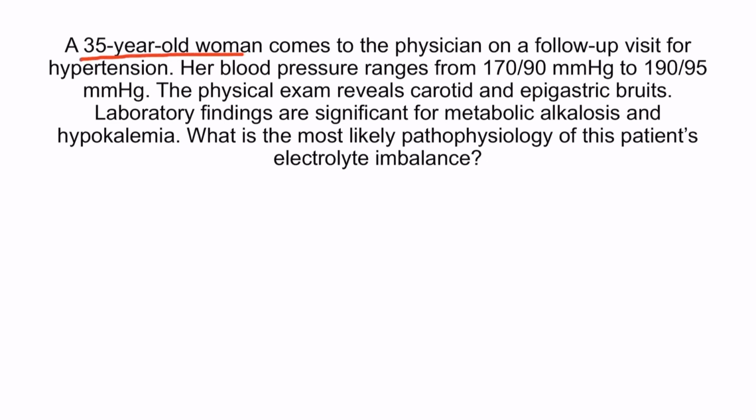This relatively young patient presents with stage 2 hypertension. The physical exam reveals carotid and epigastric bruits that indicate a possible narrowing in carotid and renal arteries, respectively. Laboratory findings are significant for metabolic alkalosis and hypokalemia. The question asks the most likely pathophysiology of hypokalemia in this particular patient. All these findings indicate the presence of fibromuscular dysplasia.